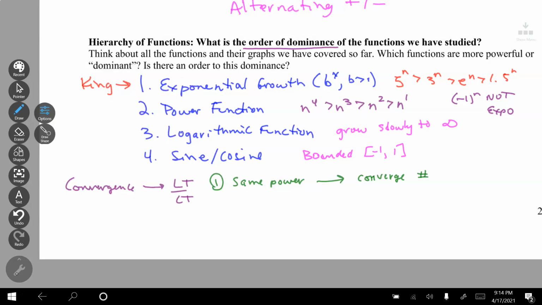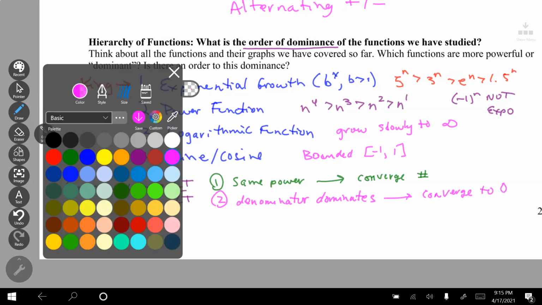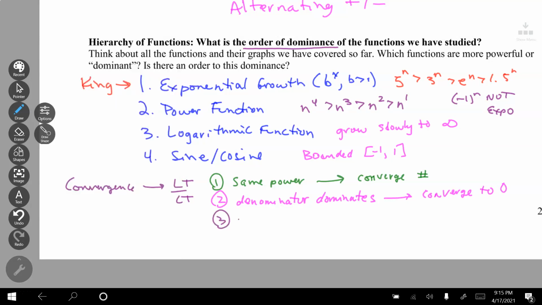Another thing we can have is the denominator dominates. That means the denominator is growing to infinity a lot faster than the numerator. That means it's going to converge to 0. And then finally, if the numerator dominates, it's going to diverge, because the numerator is growing to infinity faster than the denominator is going to grow forever.